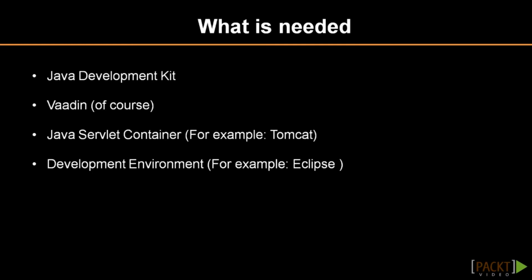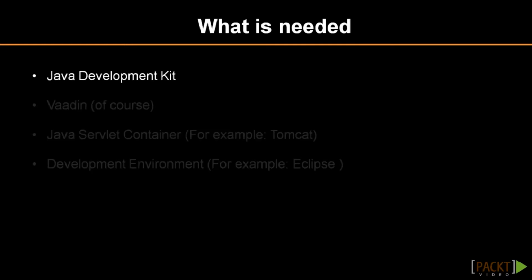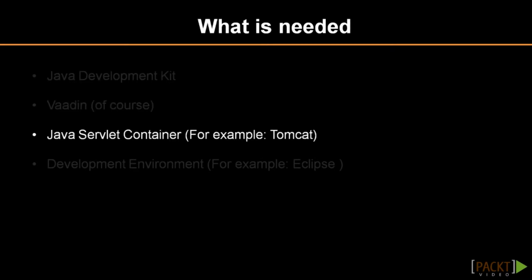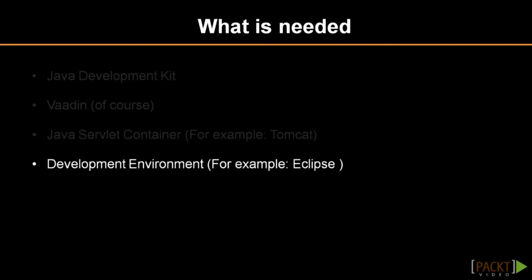To develop an application with Vaadin we need the following: Java Development Kit, Vaadin, and a servlet container like Tomcat. However, it would be very difficult and time-consuming to write software with just these tools. We need an integrated development environment. One of the most popular IDEs is Eclipse, and it is officially supported by Vaadin. This video will show you how to get and set up Eclipse to work with Vaadin.